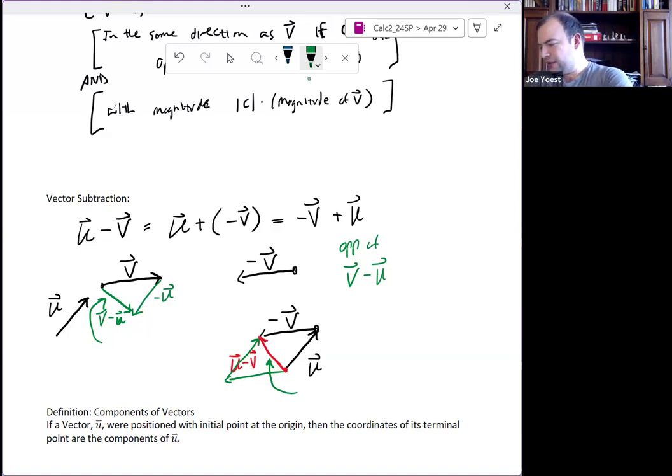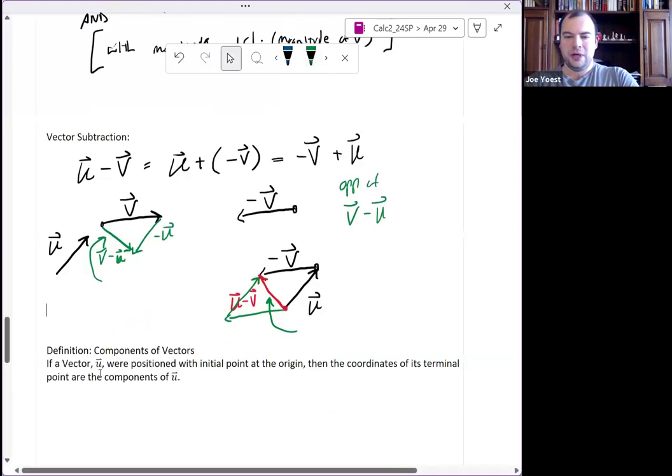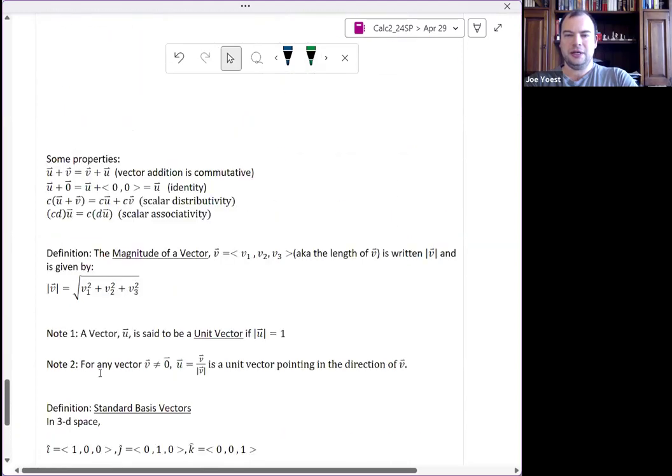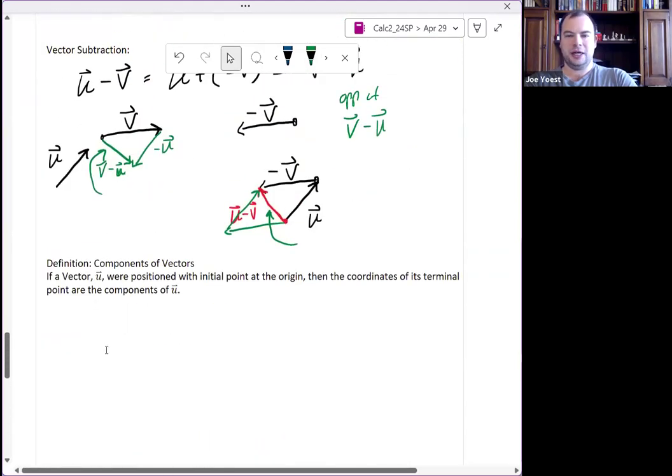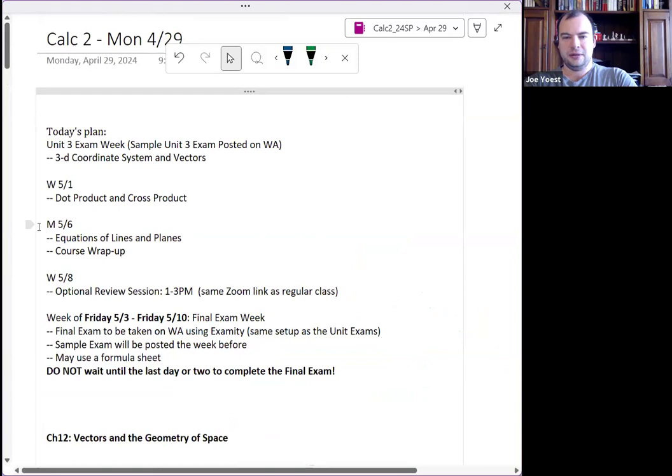Okay, and that finishes up for today. So we have a couple more details in this section that we'll go over next time. We will continue next time with dot product and cross product. Depending on how next time goes, I might post a supplement on dot and cross product, or we might finish that on Wednesday, or might wrap it up on Monday.